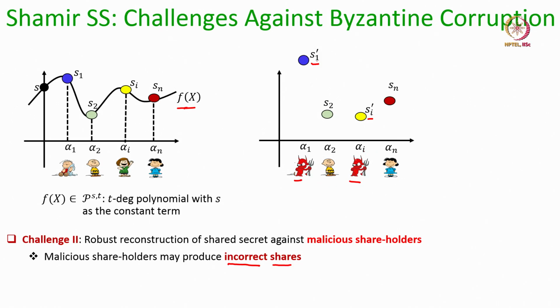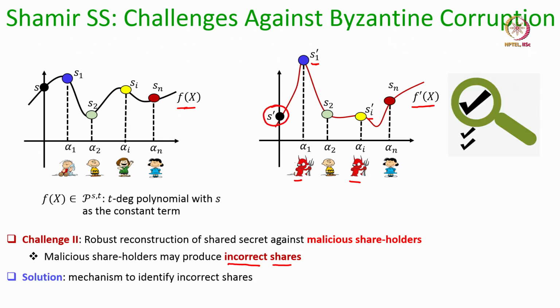For them, it will look as if the share of P1 is S1 prime and the share of Pi is Si prime. Now, if we use those t plus 1 shares where some are incorrect, then the interpolated t degree polynomial will be a completely wrong polynomial, and the constant term we take as output is not the intended output. That means we now need another verification mechanism to identify the incorrect shares at the time of reconstruction.